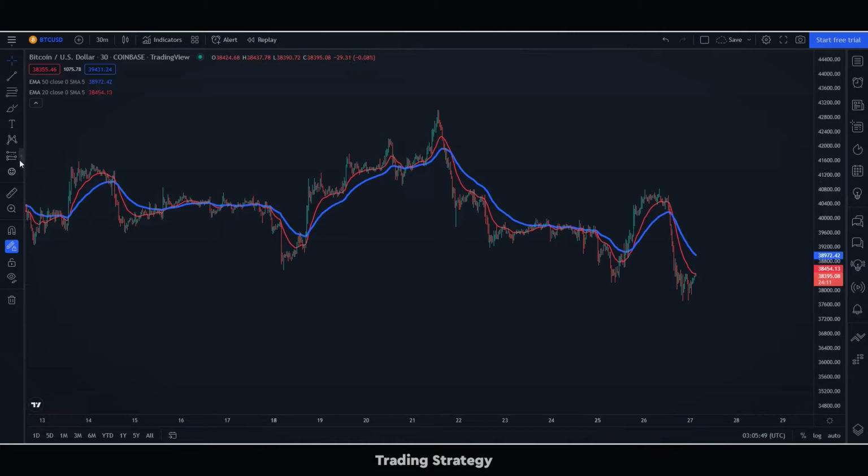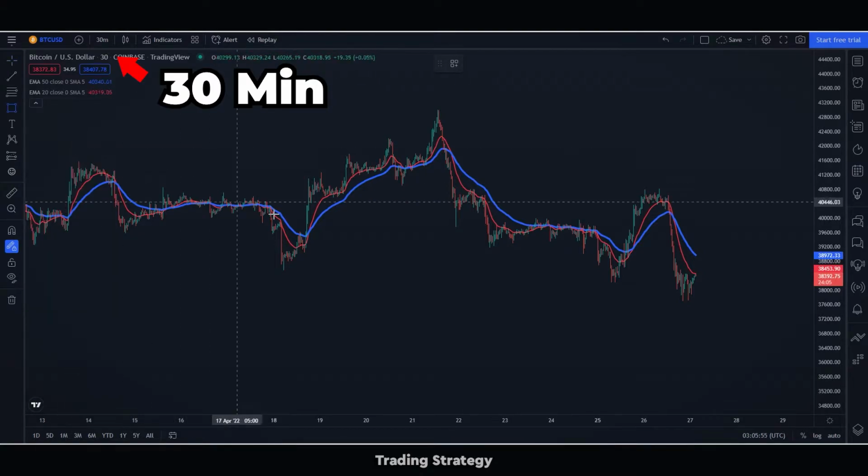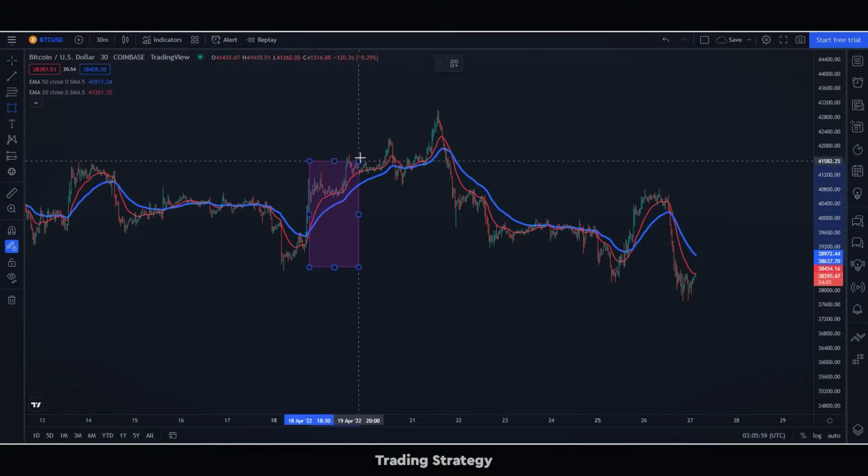In the largest period, 30 minutes in this case, we are going to locate the trends, whether they are buying or selling. These trends will serve as a filter for the shortest time chart.